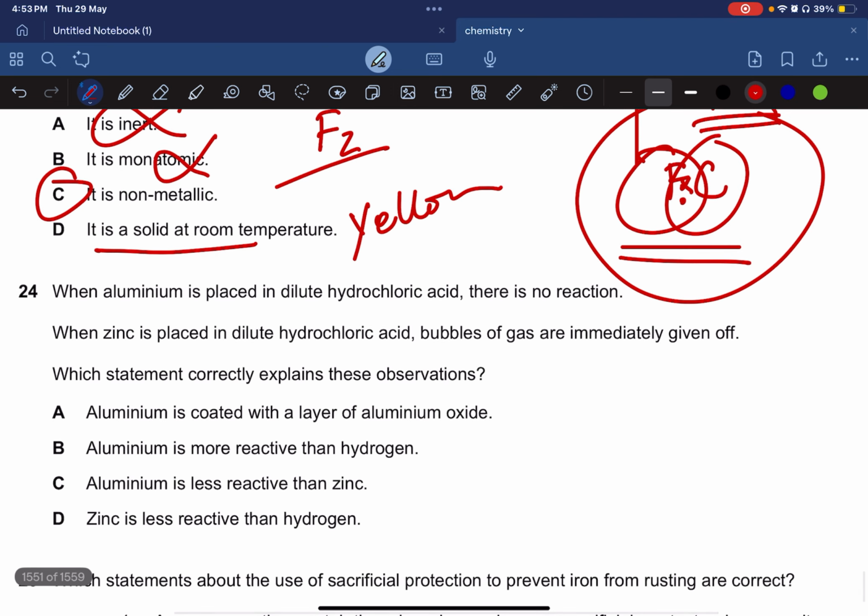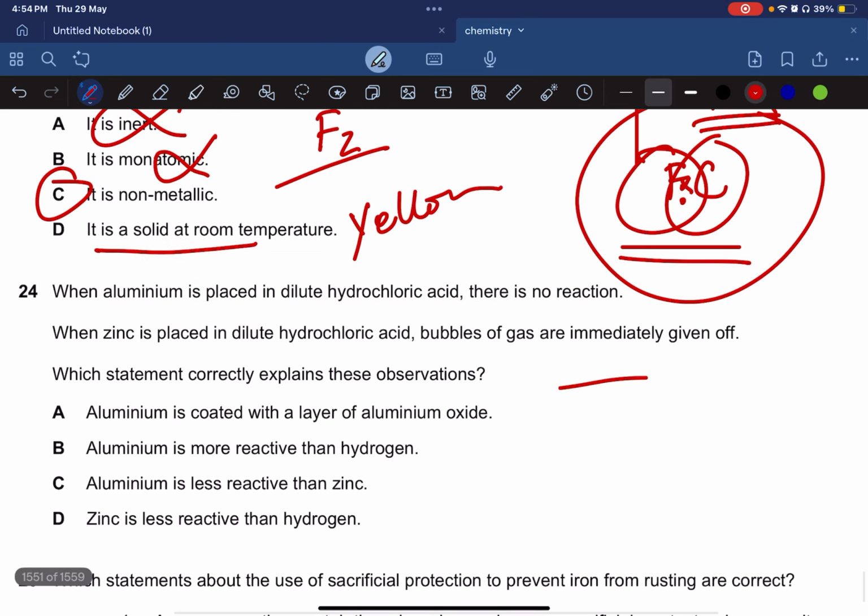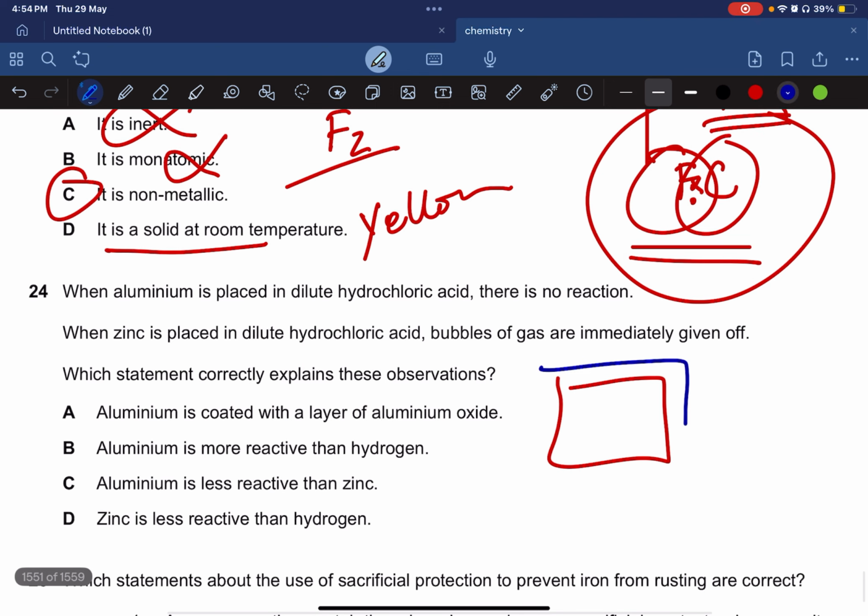Okay, when aluminum is placed in dilute HCl, there is no reaction. Why? Because aluminum is covered with Al2O3 on its surface. That makes it inert. This is aluminum. This is your Al2O3 coating.